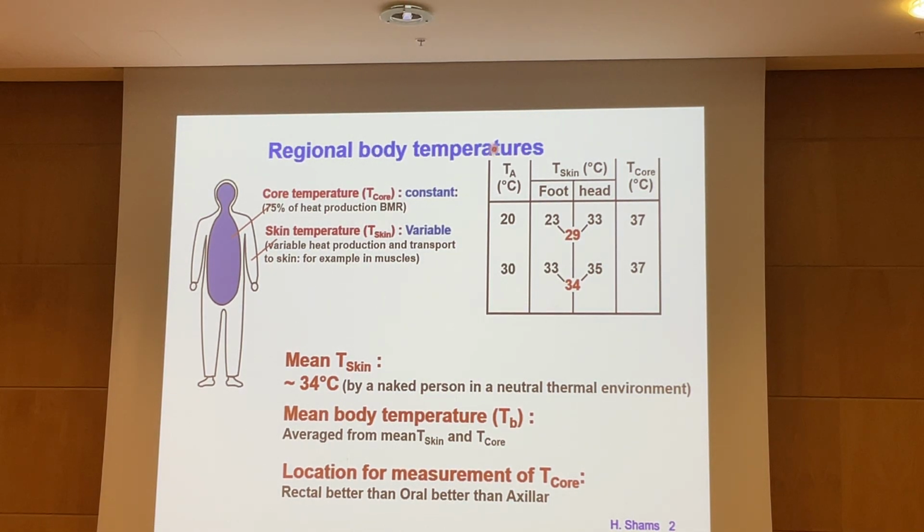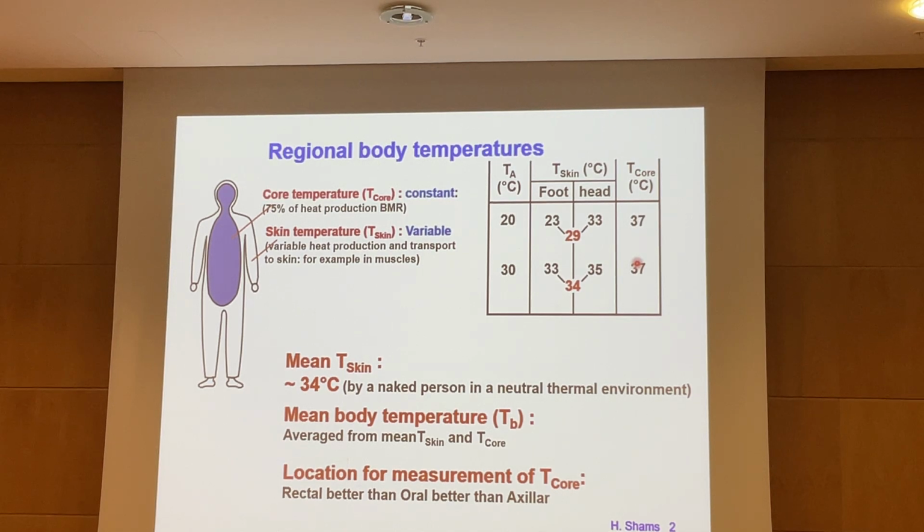on ambient temperature. And because they are too many, then we average all those kinds of skin temperature to a mean skin temperature, what you see here. And mean skin temperature and core temperature are averaged together as mean body temperature. Okay? Mean body temperature is an average of core temperature and mean skin temperature.